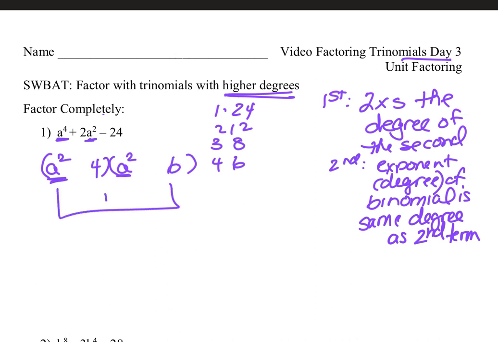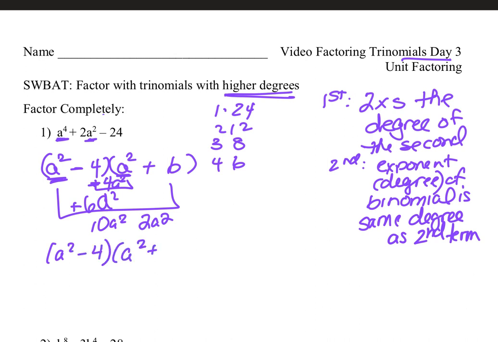So that's 6a squared, and then this is 4a squared. When you add them together, you get 10a squared. And when you subtract them, you get 2a squared. So we want the 2. So that means with the signs different, the bigger one is positive. So this is what we have. We factored a squared minus 4 and a squared plus 6.